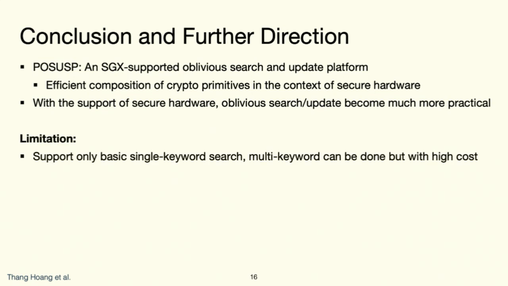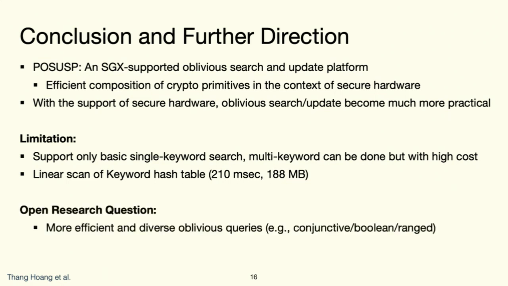Our limitation is that right now we have only single keyword. We can extend to multi-keyword, but it will be expensive. So right now, as I said, we are downloading the keyword hash table directly. We don't know how to throw an ORAM on it efficiently. If we can do that, we can make that number go down. And we will investigate how we can support more diverse queries.